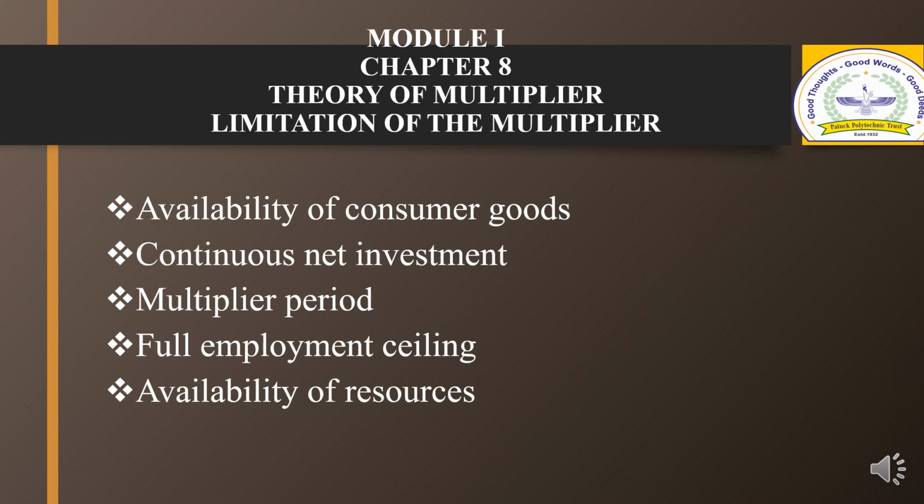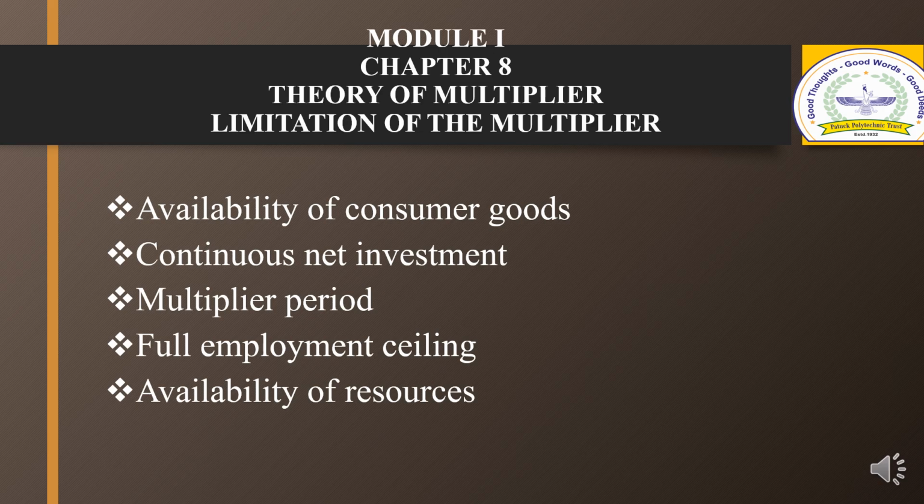Next limitation is continuous net investment. The multiplier effect depends on net investment. Thus, any act of investment in one sector of the economy is not to be offset by a decline in investment in some other sector of the economy. Further, to maintain a high level of income and employment, the increments in investment are to be repeated at regular intervals of time. Otherwise, the income will fall back to its original level.